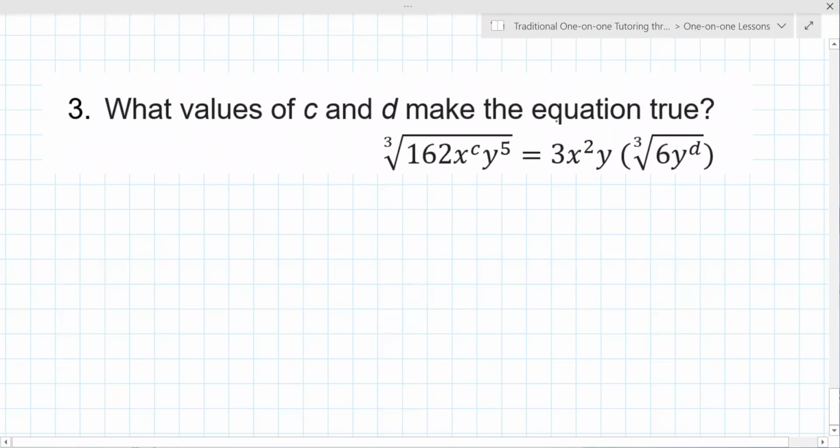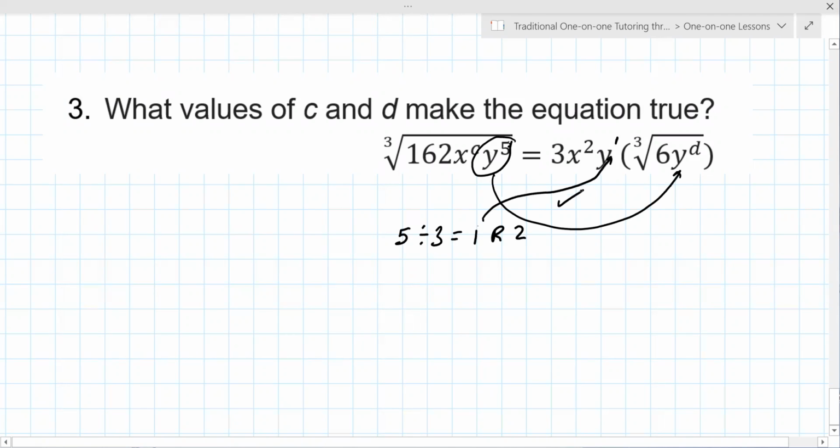So the easier part here is going to be figuring out y to the 5th, y to the d. We know it's take the 5 and divide by 3, which is 1 with a remainder of 2. And so where's the 1? The 1 is right there, that matches. That's good. The 2 is what goes here. So we know that d equals 2.